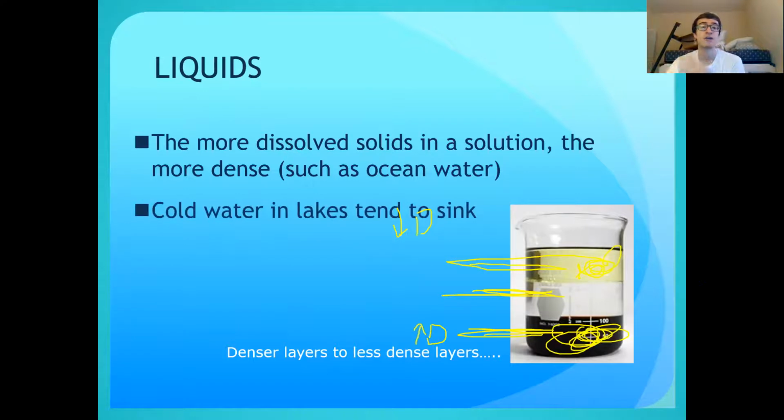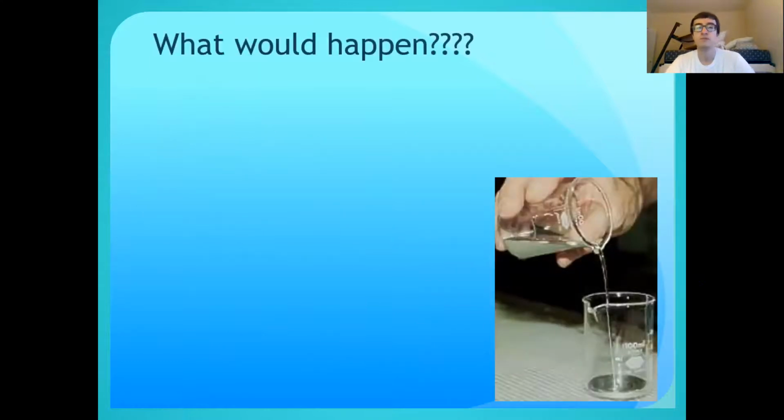Just like air, colder temperature water tends to sink in an area and warmer temperature water tends to rise. So remember that if we combine things with 2 different densities, the more dense material will sink to the bottom and the less dense material would float on top.